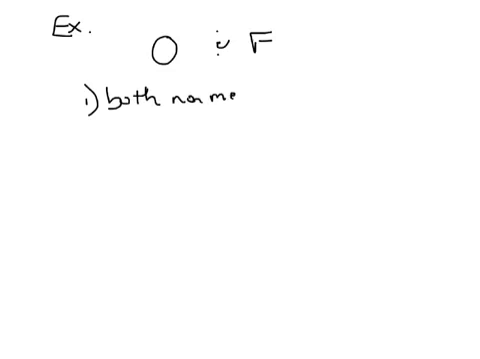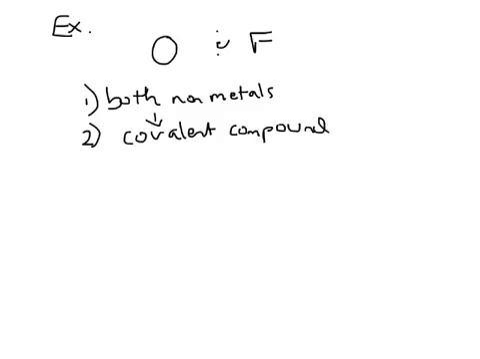So, example. You're given oxygen and fluorine. These are the two atoms. Now, right off the bat, we know that they are both non-metals. Okay, so because of that, it's going to be a covalent compound. We know that. They're both non-metals.